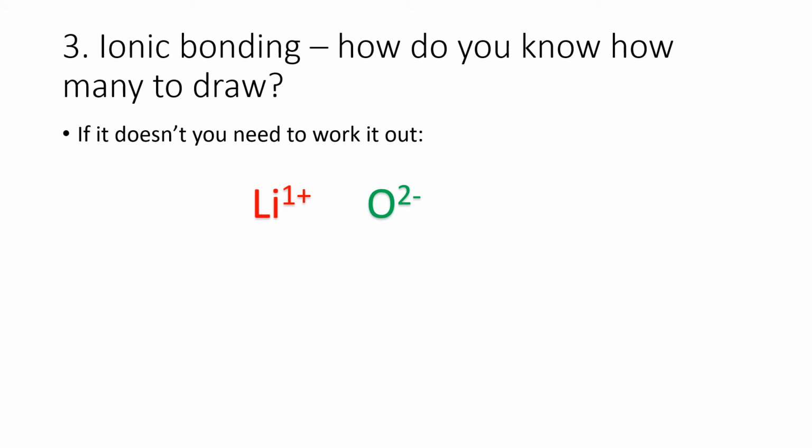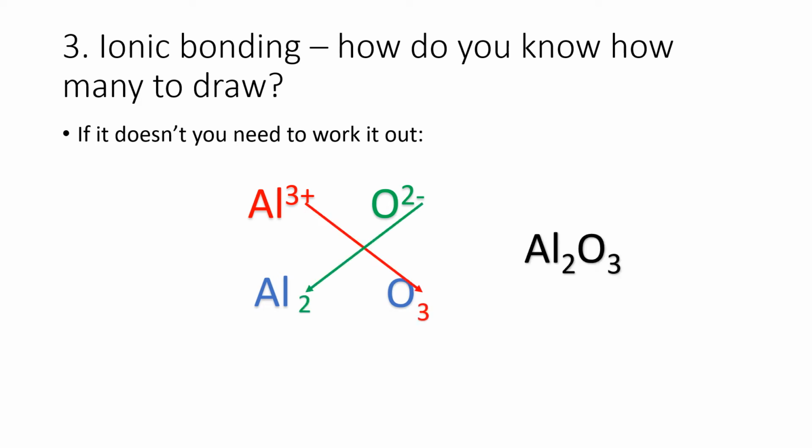Okay, pause the video and have a go at this one for me, please. Okay, so I'm going to jot down the letters Li and O, and then I'm going to swap the numbers, so that becomes Li2 and O1, and so I would just write down Li2O. Okay, pause the video and have a go at this one for me, please. Okay, again, let's jot the letters down, Al and O, and then swap the numbers, so it'd be Al2 and O3. Al2O3, and that's the ionic formula. That works every time, so if you find that helpful, do that, that's fine.